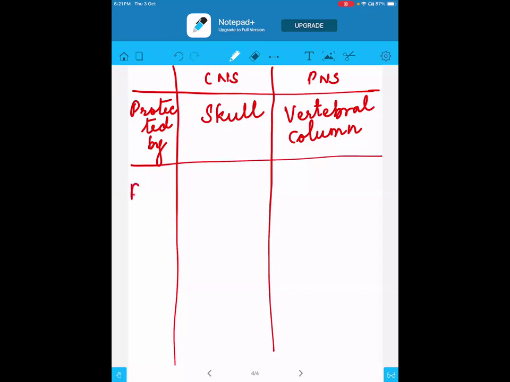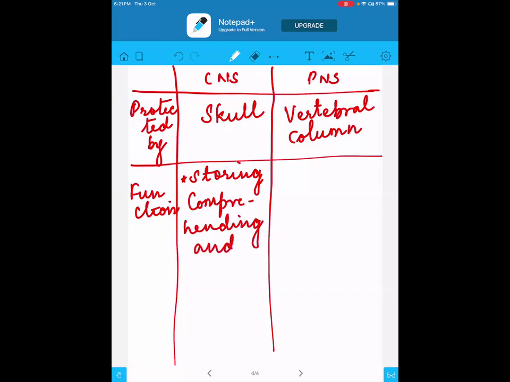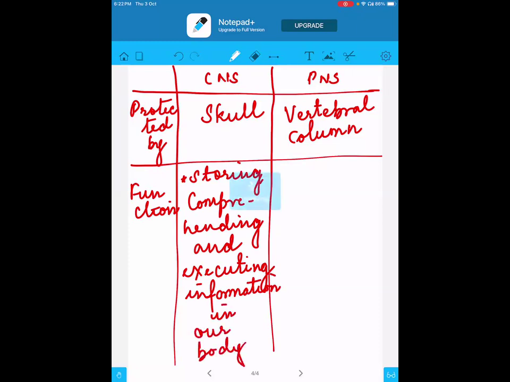Then the next thing, function. What is the major function of the CNS? The major function of the CNS is storing. Then they will be comprehending. Comprehending means if we are trying to understand something, then in our own words we will be writing it. And then finally, execution. After understanding everything, we have to execute that information in our body. So all together, they will be storing it, comprehending it, and finally executing whatever the requirement is.